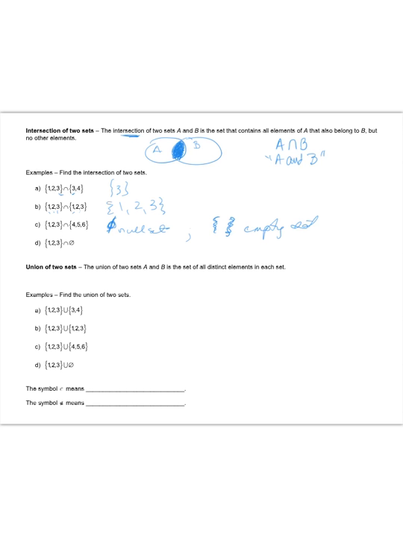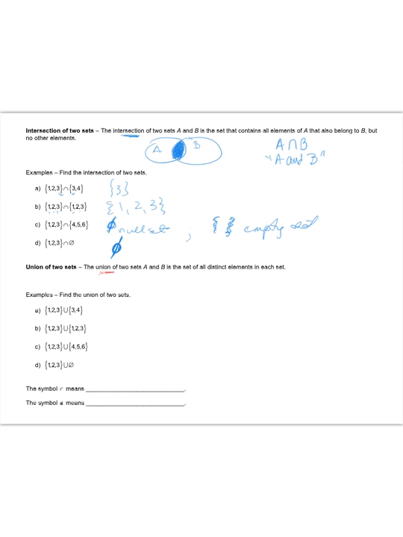Now, what about the intersection of these two sets? Well, the empty set, the null set, is always a subset of all sets. Now, the next relationship that we're going to look at is the union of two sets.